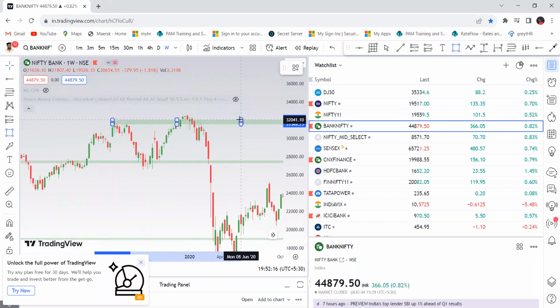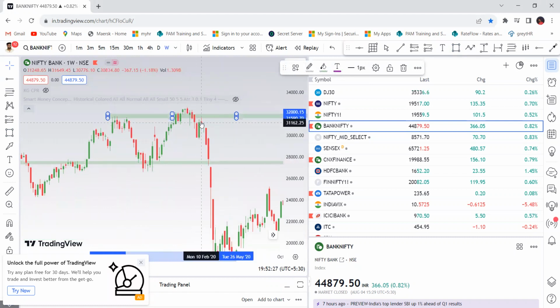So this is a resistance. What has happened? Price broke the resistance, but it can't sustain. It started falling and it was trying to retest. So during the retest, a shooting star has been formed. So see what has happened. Oof, there is a drop in the price.